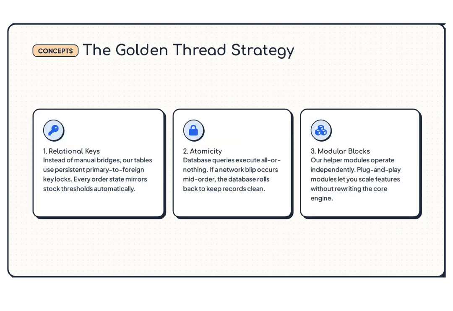So if you go to the golden thread strategy, right? You've got the relational database, right? Remember I told you, when you create the forms, you've got your primaries, and you've got your form, but then you've got all the tables and how you get them connected, right? And all that using the form. Now the relational database, instead of manual bridges or tables using persistent primary to foreign key locks, every other statement mirrors the stock. The limits automatically.